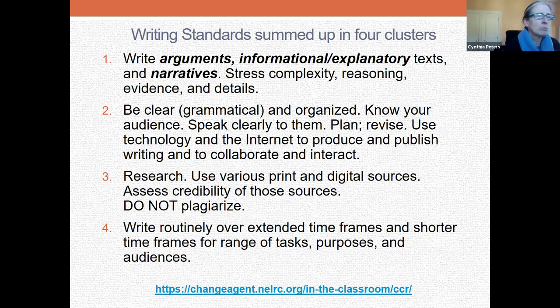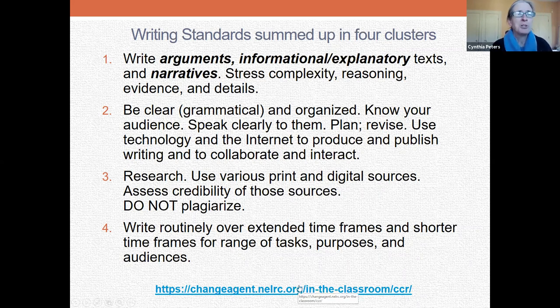We want to write clearly, be grammatical, use punctuation correctly, be organized. We want people to know their audience and speak to their audience. We want them to be able to plan, revise, draft, redraft, use technology and the internet to produce and publish their writing, and even to collaborate and interact. We want them to be able to do research.